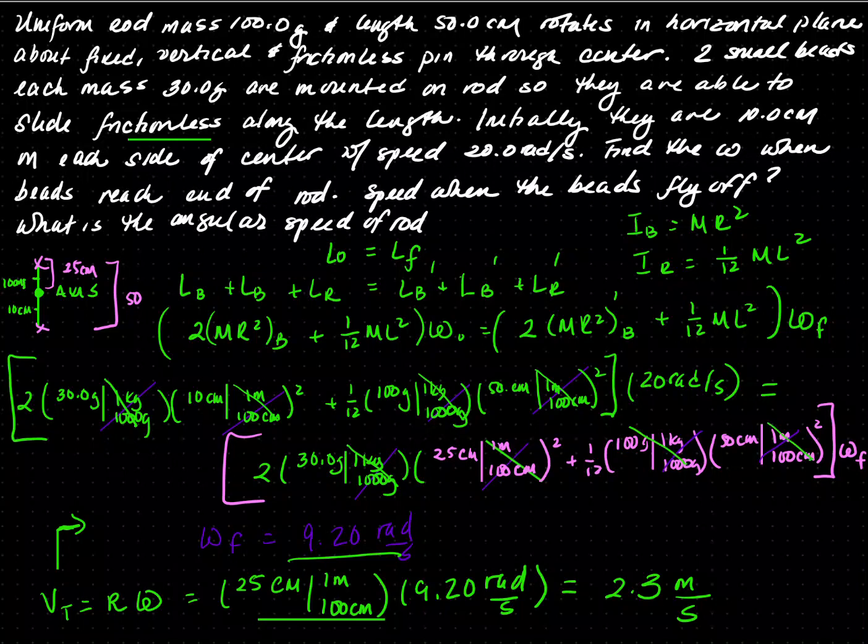So the last question is, what is the angular speed of the rod? Since before the beads leave, they are all moving at the same rate, that means they're covering the same theta each time at a given unit of time. So the rod is also moving at 9.2 radians per second.